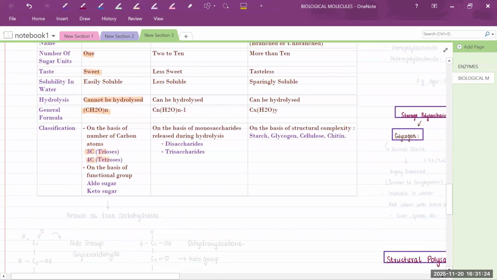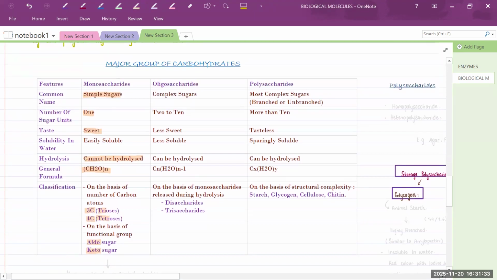And it is also classified on the basis of functional group, that is aldo sugar, which has an aldehyde group, and we have a keto sugar which has a ketone functional group.